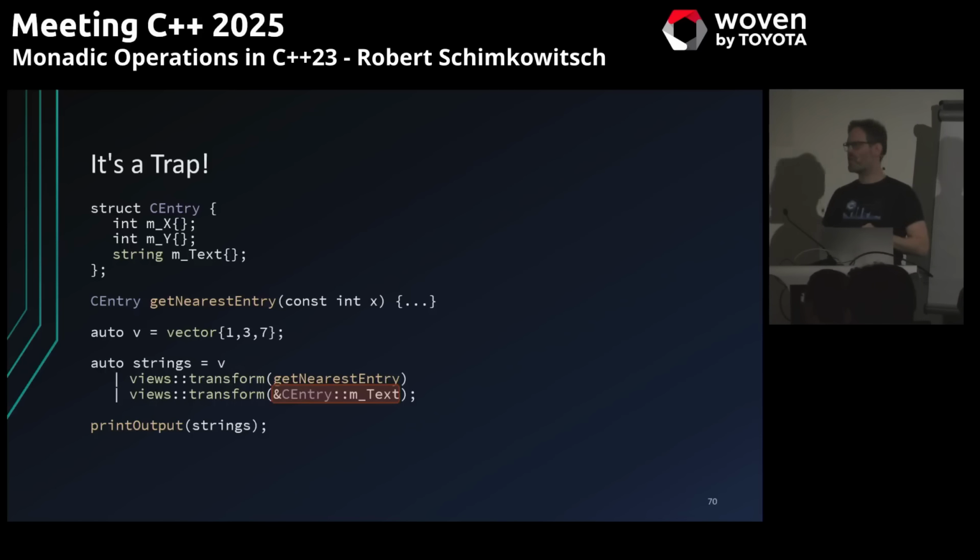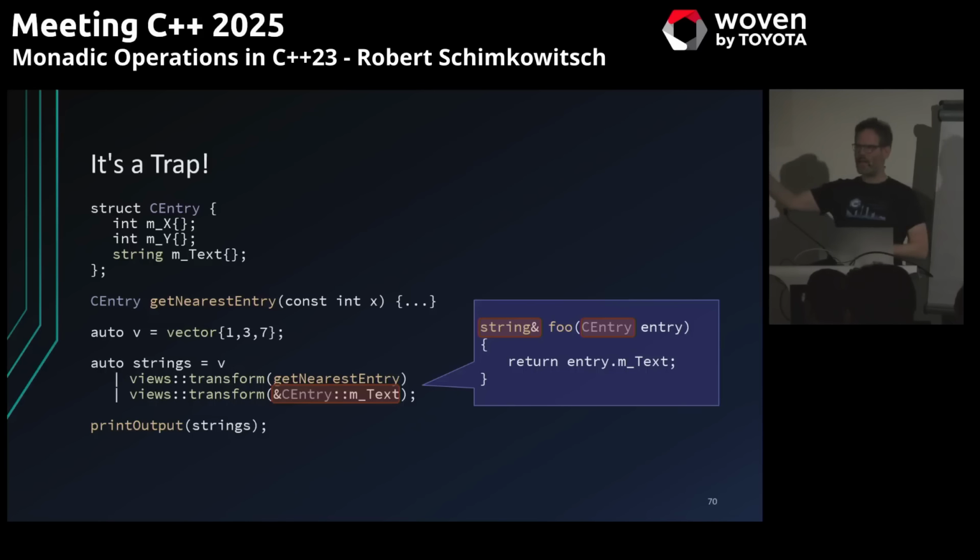But the problem is that we are now sitting with a dangling reference, because the CEntry that we got in the previous stage was just a temporary. It's a bit like this function here. You pass something by value, and then you return a reference into it, which is not going to work well. However, it might be less obvious in this pipeline style code, so be careful and always use sanitizers.